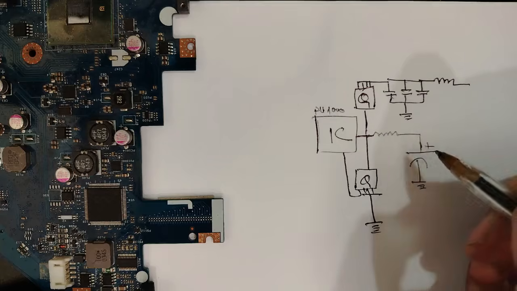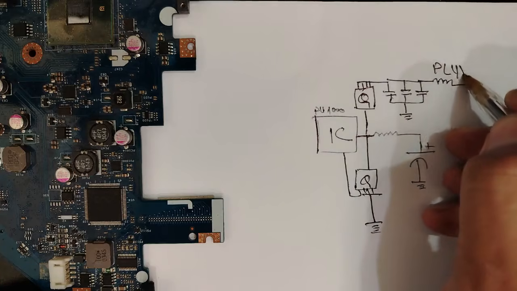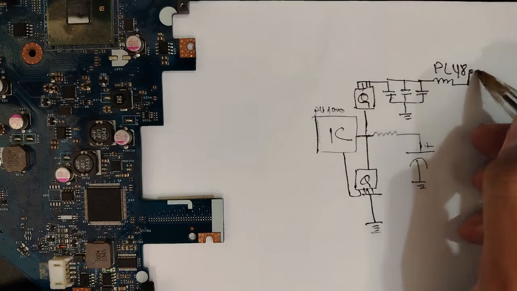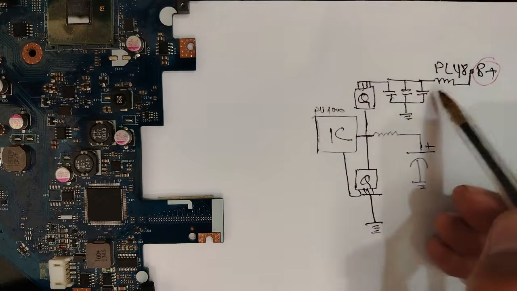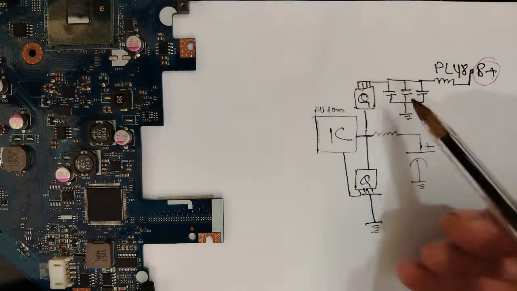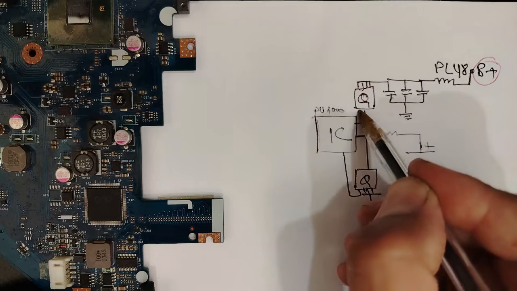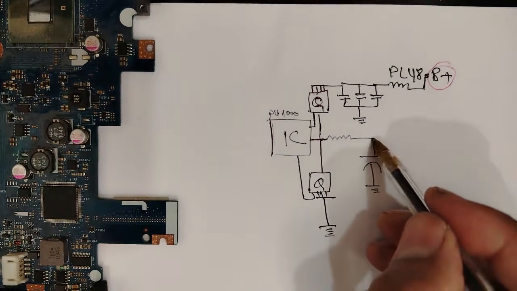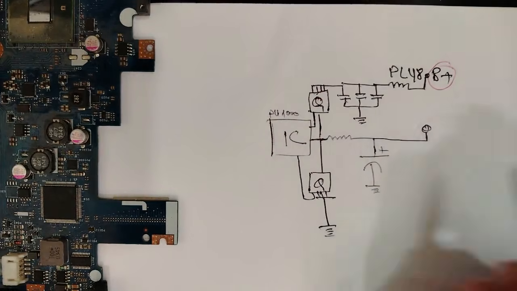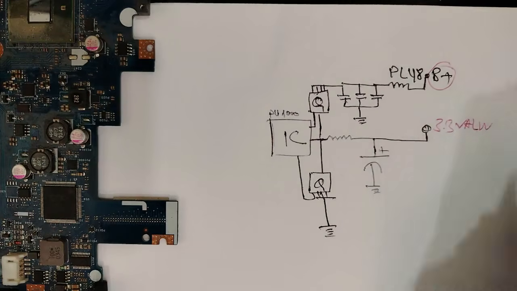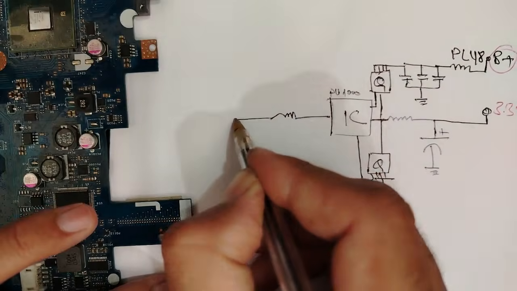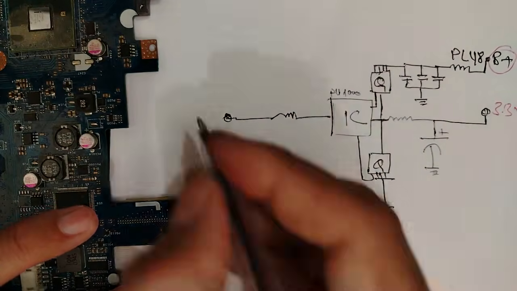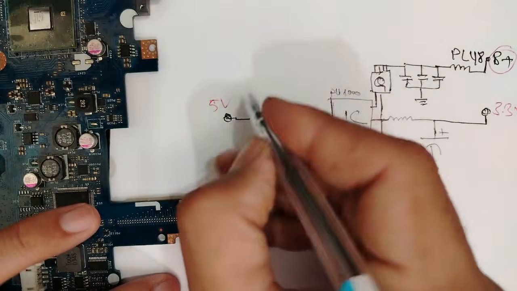Here we have an inductor, PL. Do you remember PL48? And here, of course, we have B+. B+ will pass through the ceramic capacitors, then through this MOSFET. This MOSFET will receive the control signal from the IC. So here we are going to get 3.3 volt always. We call it 3.3 volt always. The same for the other side. We have another inductor in order to get 5 volts, of course, always.